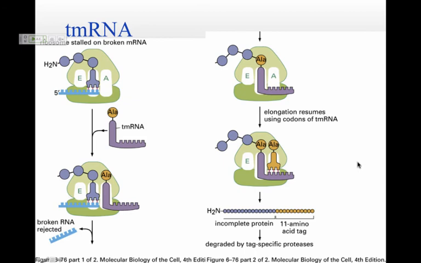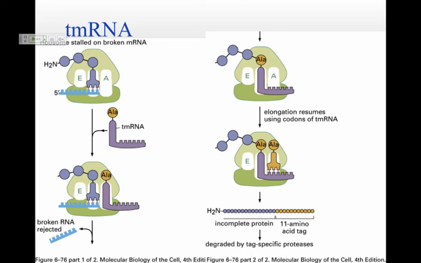So what happens when you have a break in your messenger RNA in bacteria is your messenger RNA binding nicely to this extending polypeptide chain here, but then you have an A site that doesn't have any messenger RNA in it because it's just gotten to the end of your messenger RNA. Again, it's been broken here. So how do bacteria deal with this?